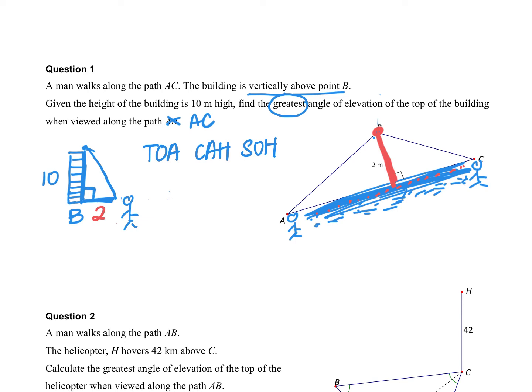90 degrees is the angle he turned. Where's the man? The eyes of the man. Here, right? So this is the angle of elevation. Usually, you will figure out that it's always tangent. Let's call this angle theta. You all know how to write this one.